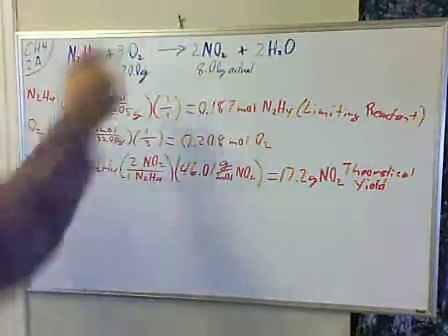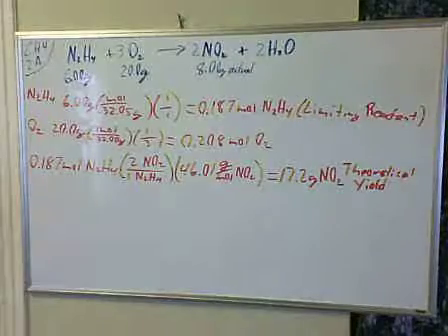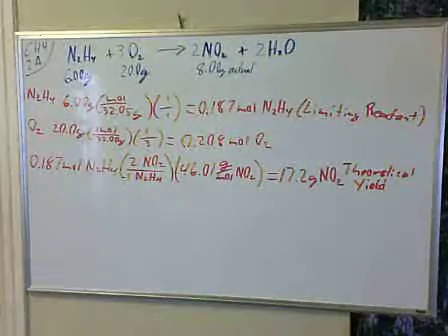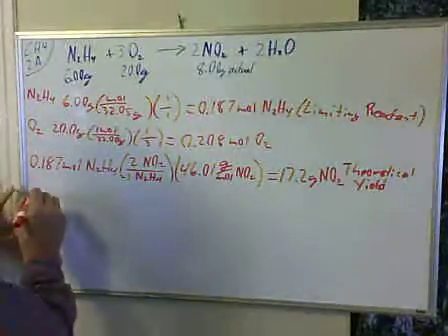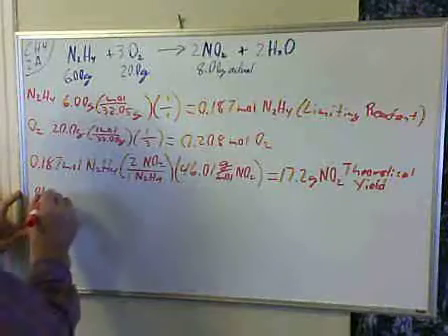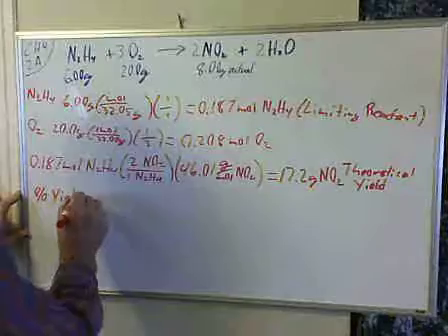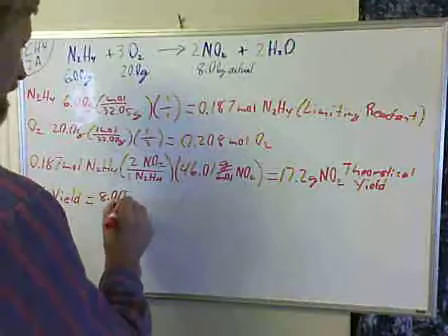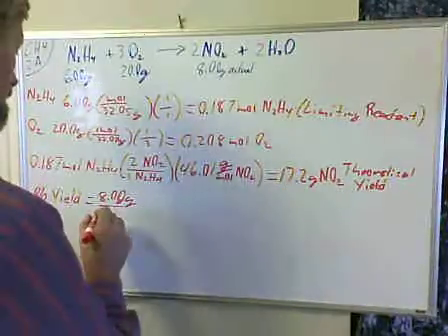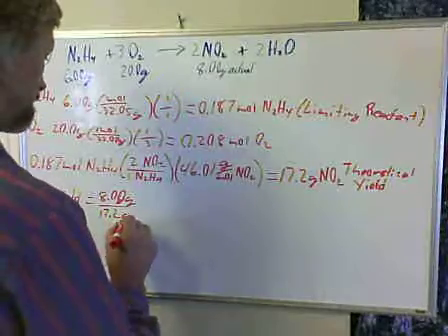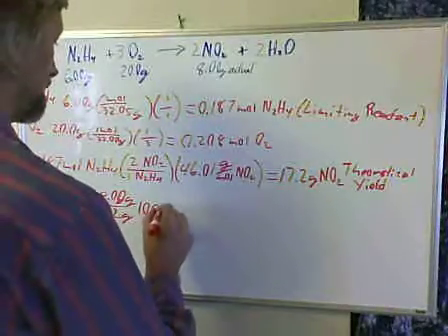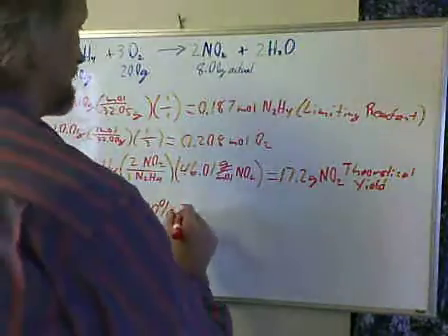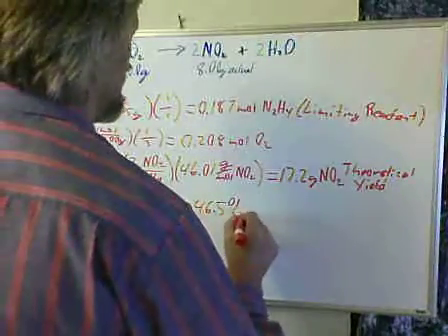We have a mass of NO2, the actual yield. That means we can calculate our percent yield. So our percent yield is actual over theoretical, so our 8 grams actual over the 17.2 grams theoretical times 100%. And this gives us 46.5% yield.